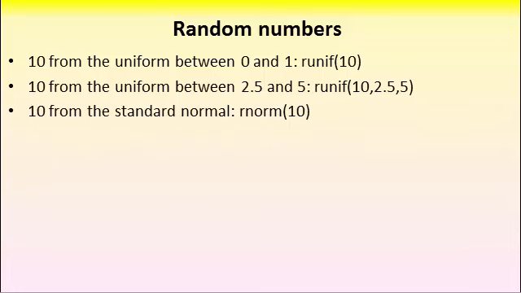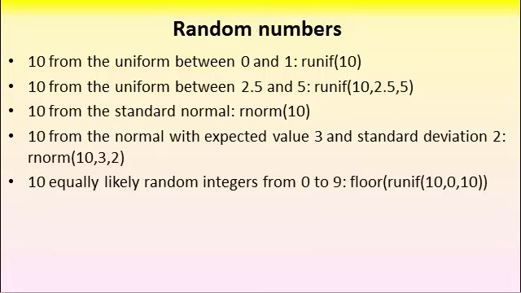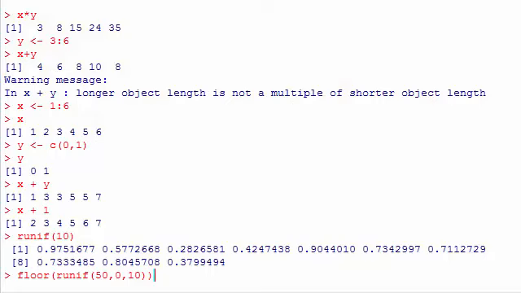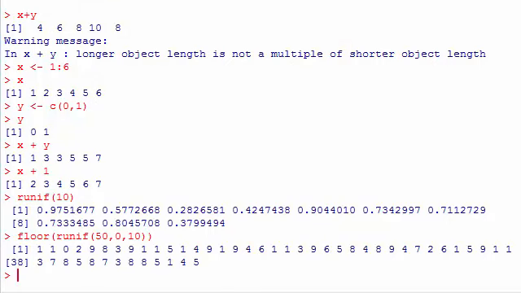The following is quite useful if you just want to generate a matrix with some numbers. If you do floor(runif(10, 0, 10)), then you will get 10 random numbers, each one being an integer between 0 and 9, and each number being equally likely. Here I'm doing 50 random numbers, so it looks like this.